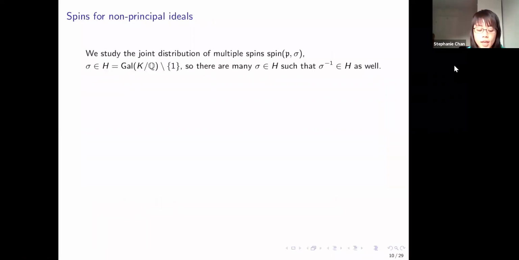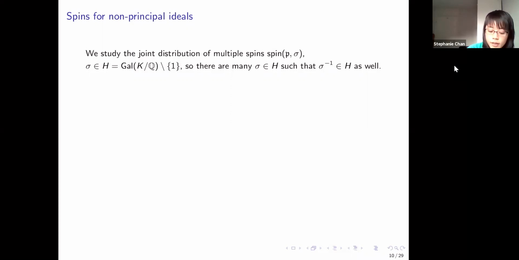So in our work, we study a case when we take the set H to be the whole Galois group with the trivial element removed. So all non-trivial elements of the Galois group are in our set H. And we also extend this definition of spins to non-principal ideals.